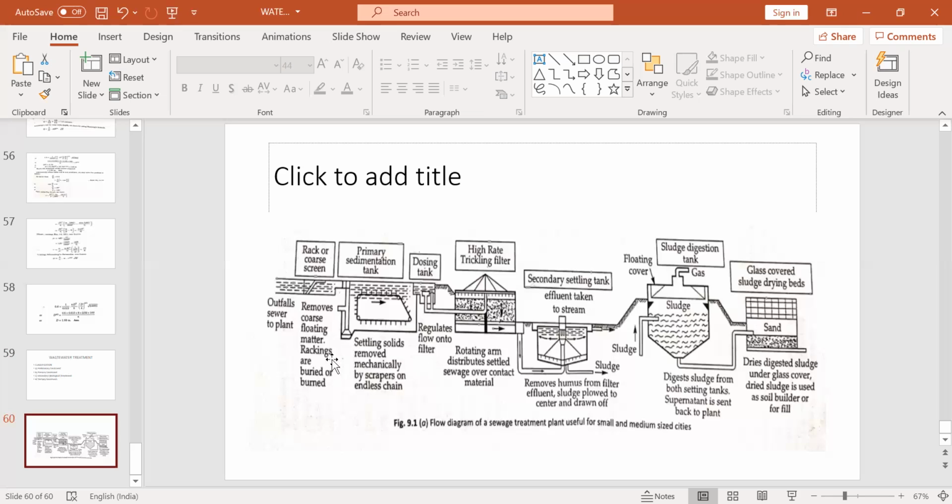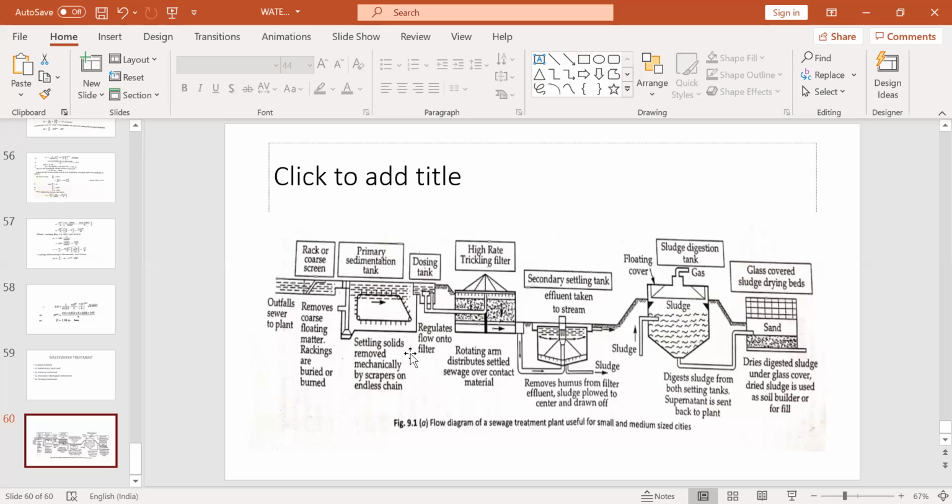So it is allowed to get detained or stored for some time. During that detention period, all the heavier particles will settle down, and they are removed. These settleable solids are removed mechanically by scrapers or endless chains.